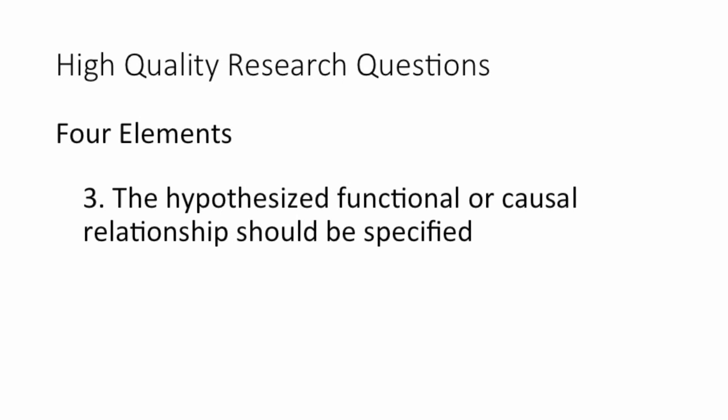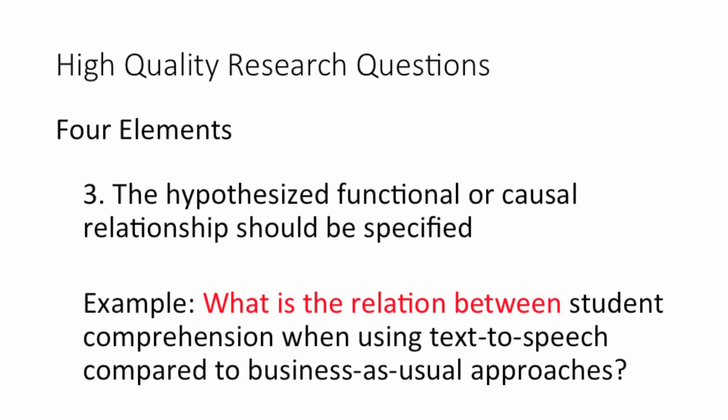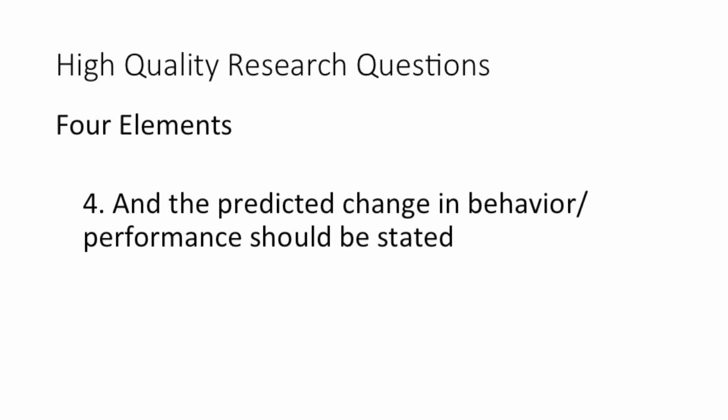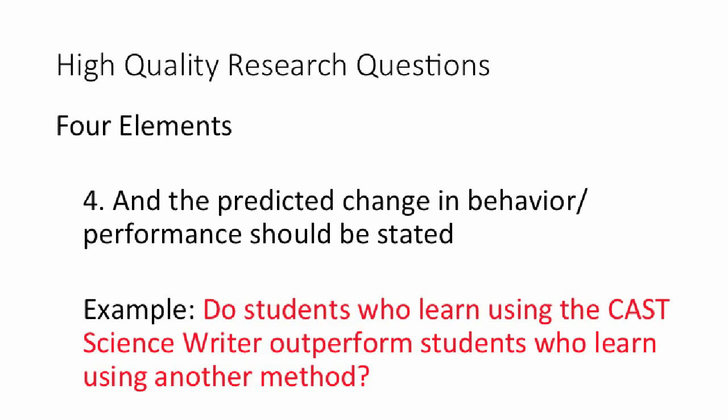3. The hypothesized functional or causal relationship should be specified. Example, what is the relation between student comprehension when using text-to-speech compared to business-as-usual approaches? And 4. The predicted change in behavior or performance should be explicitly stated. An example, do students who learn using the CAST Science Writer outperform students who learn using another method?